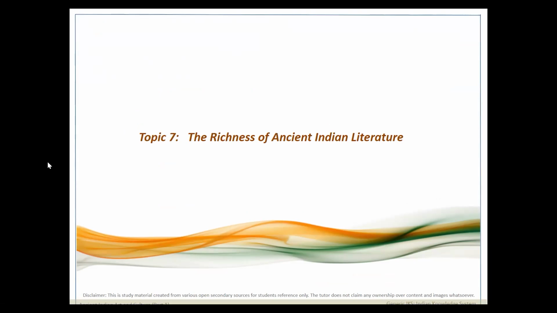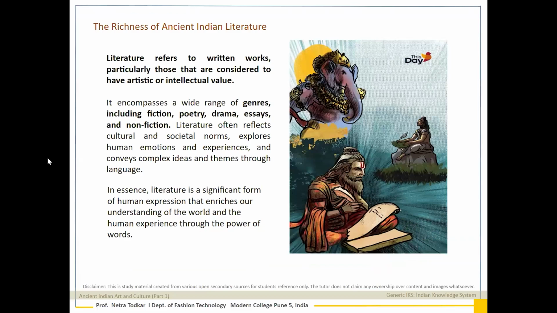Topic 7. The richness of ancient Indian literature. Literature refers to written work, particularly those that are considered to have artistic or intellectual value. It encompasses a wide range of types like fiction, poetry, drama, essay, and non-fiction.